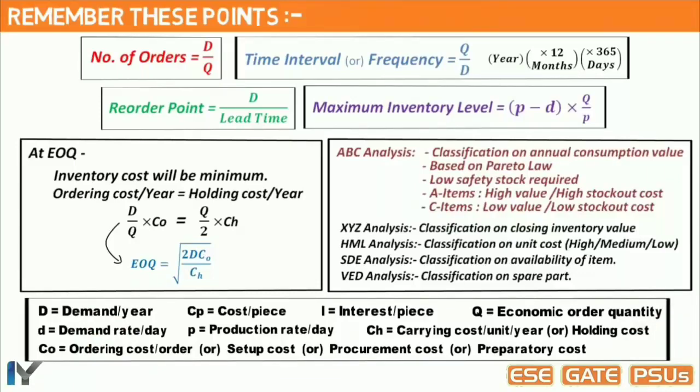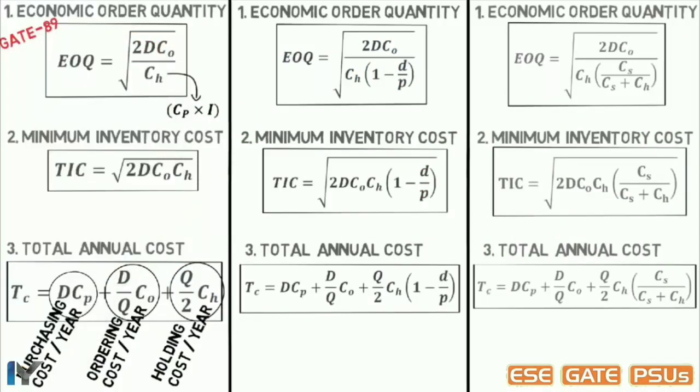Let's see the questions that came from this topic. In GATE 89 the question was, in an ideal inventory control system, if annual demand is doubled, then what will the new economic order quantity be? So in this formula replace D with 2D, then we will see that economic order quantity will be increased by root 2 times. In GATE 91 again the same question. The values of demand and EOQ were given. They asked to find out the new EOQ when demand gets doubled. In GATE 95 the question was, if demand is doubled and the ordering cost is halved, then the new EOQ will remain unchanged.